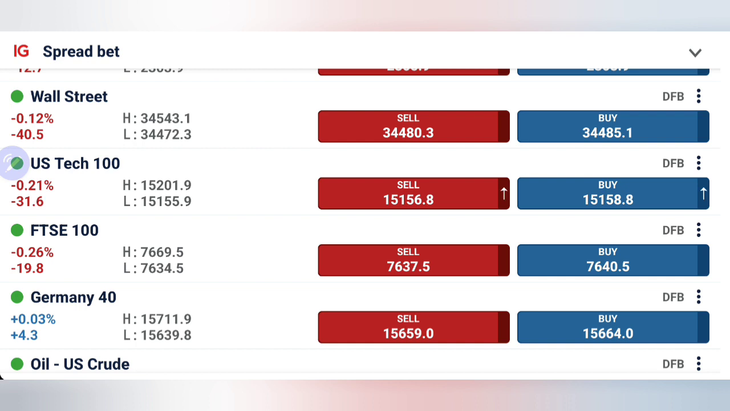We are going to see with the help of charts and indicators precisely in the same sequence. First US indices, followed by Germany and UK.